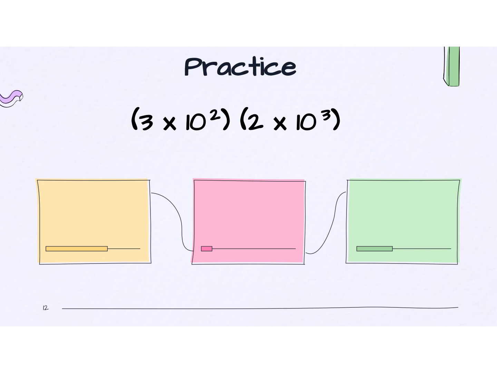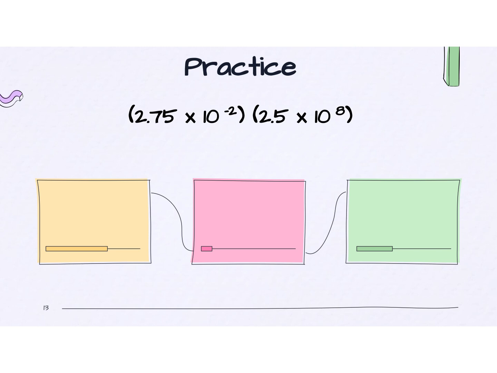Okay, so I want you to practice these. Tell me what the rule is, and then figure out how you do it. Come back and check your work and see if you're right. So there's your answer. How did you do? It is the product rule. You are multiplying 3 times 2 to get 6, and you are adding the exponents. 2 plus 3 is 5.